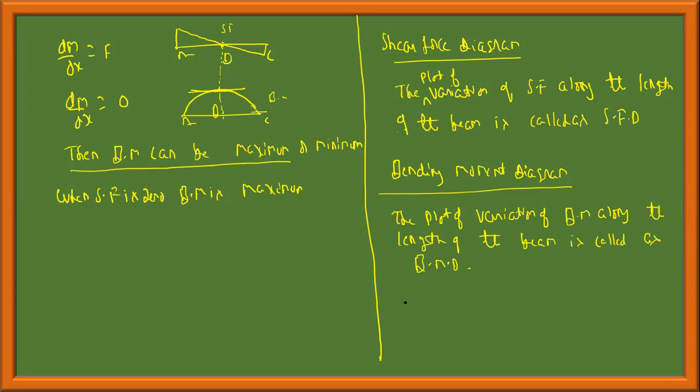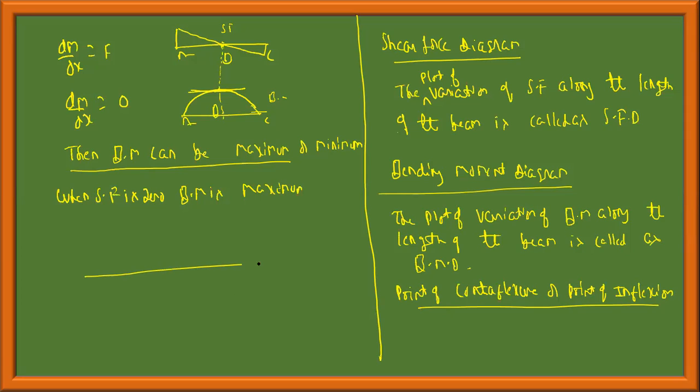Okay, there's one more concept. This is called the point of contraflexure, also called the point of inflection. For example, if we consider a bending moment diagram like this, assume it is going like this. This is A, B, C. Okay, three points. This is the point we are talking about.